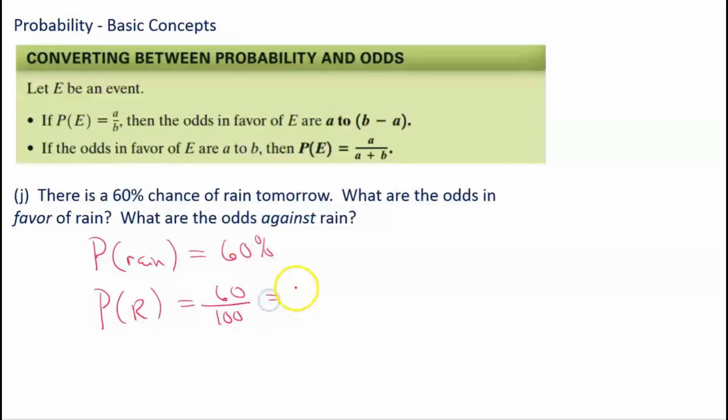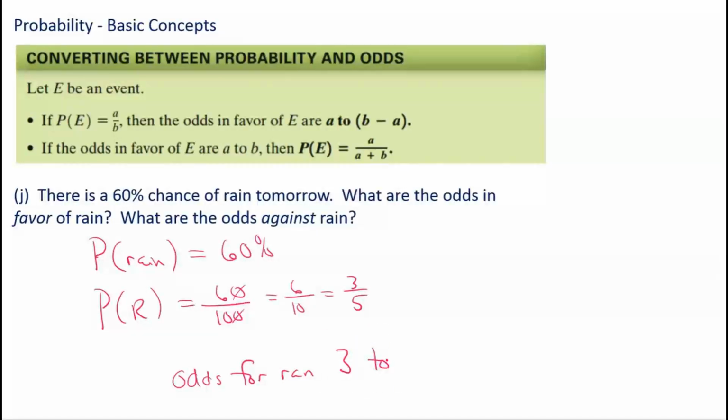Which can be reduced to 6/10, right? Just cancel those zeros, which could really be reduced to 3/5. 60% and 3/5 are the same guy. Okay, now we change this to odds. So the probability that it's going to rain is 3/5. Okay, so the odds for rain are 3 to 2.